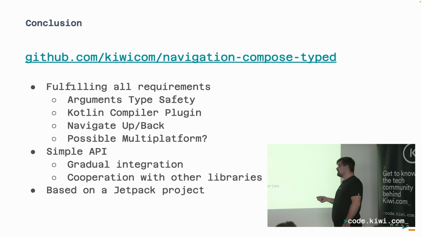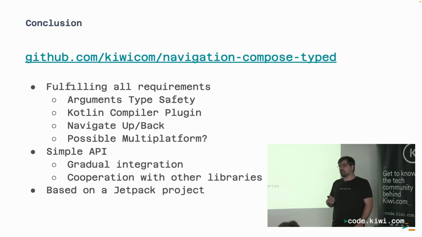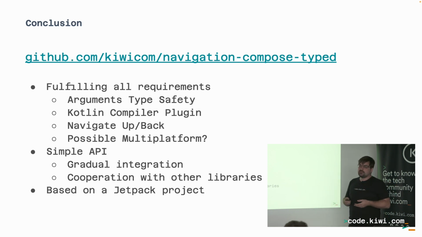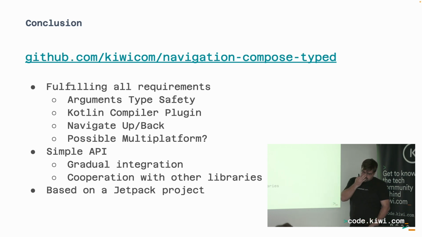There is the up and back support. This is good. The Jetpack Navigation Compose itself is not a multiplatform library, but if it were a multiplatform library, we could support it, because kotlinx.serialization is also a multiplatform solution. So we are not wired to some Parcelable. The API is simple. You can integrate it gradually, so you don't have to rewrite the whole app at once. You can just rewrite a single destination and navigate through this object and extensions.